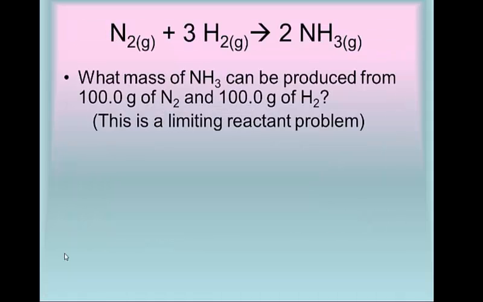Now, here's a problem. Again, we're using the Haber process, just like before. In this problem, it is asking you about the theoretical yield of ammonia. Anytime you do a paper and pencil calculation of a product mass, it is the theoretical yield. So this is asking you about the theoretical yield of ammonia produced from 100 grams of nitrogen gas and 100 grams of hydrogen gas. So notice, if you will, a mass of both reactants is given. This is a limiting reactant problem.